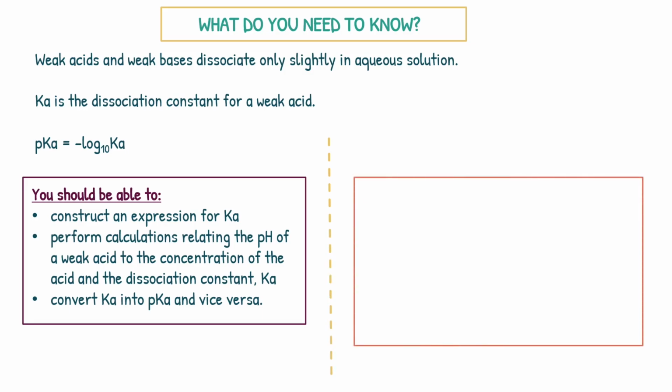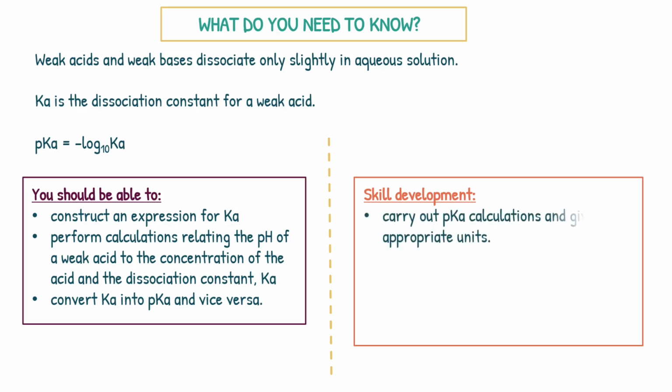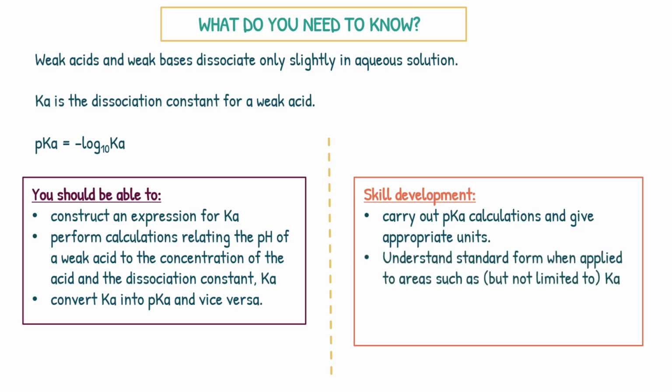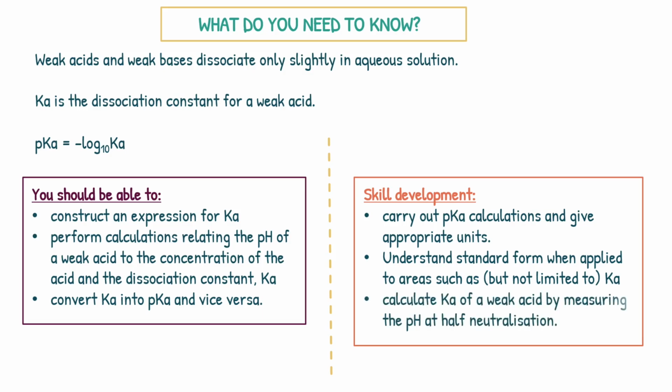This last box that we have here for skill development is normally overlooked in the specification, but it's really important because they actually bring out these within your questions. So first off, carrying out pKa calculations and giving appropriate units. This is standard and it could pop up in any acids and bases exam question. Next up, you need to understand standard form when applied to areas such as, but not limited to, Ka, and you need to be able to calculate Ka of a weak acid by measuring the pH at half neutralization. And we're going to break all of these down in this video.